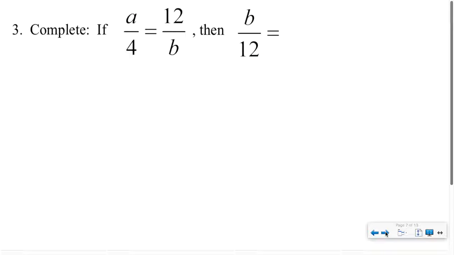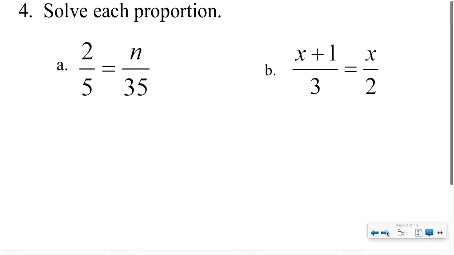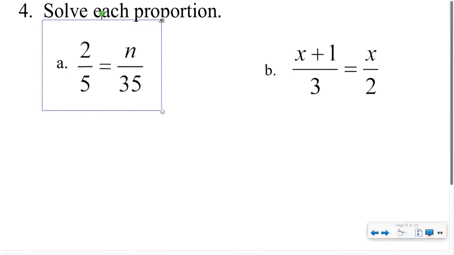Alright, number 3. It's one more like that. It says if A is to 4 as 12 is to B, then B is to 12 as 4 is to A. You kind of see what I'm saying when I say it's just a pattern? You're trying to figure out what they did to get there. Okay. You'll have a handful of questions like this today. The other handful, we'll be using your cross product property, which is what we're going to do here pretty much till the end.